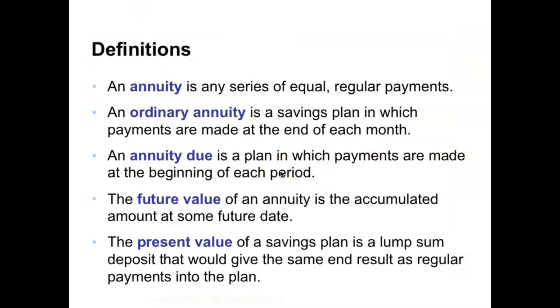An ordinary annuity is the savings plan in which payments are made at the end of each month. And an annuity due is a plan where payments are made at the beginning of each period. In this class, we're mostly going to be concerned with ordinary annuities, which is why I said just keep the payment part of your calculator at end.